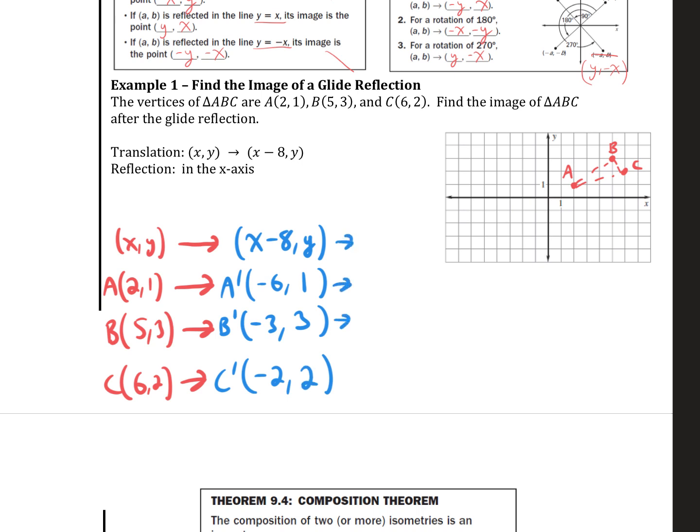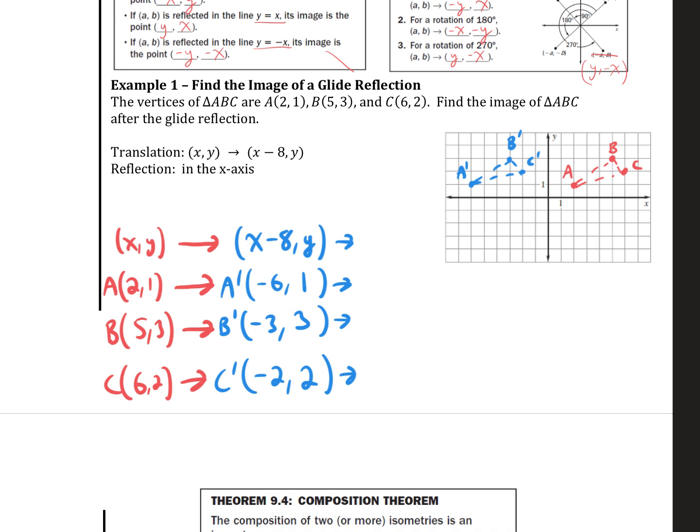Okay, almost run out of room here, but that's okay. Why don't you go ahead and graph those? All right, A prime: left 6, up 1. 1, 2, 3, 4, 5, 6, up 1. That's A prime. B prime is left 3, up 3. And C prime is left 2, up 2. That's C prime. Still dashed lines because we're not done yet. This is the intermediate step here. But can you see how it shifted 6 to the left? So that's basically the intermediate step.